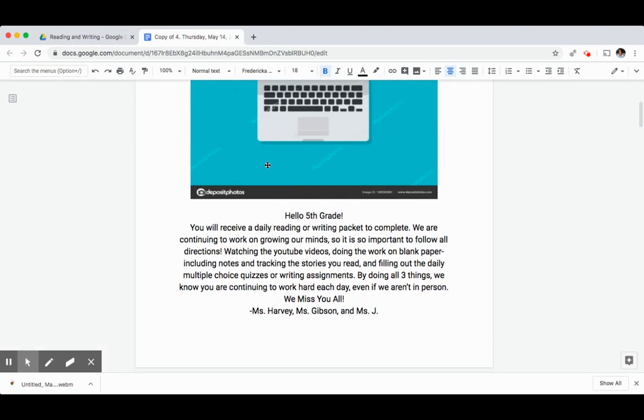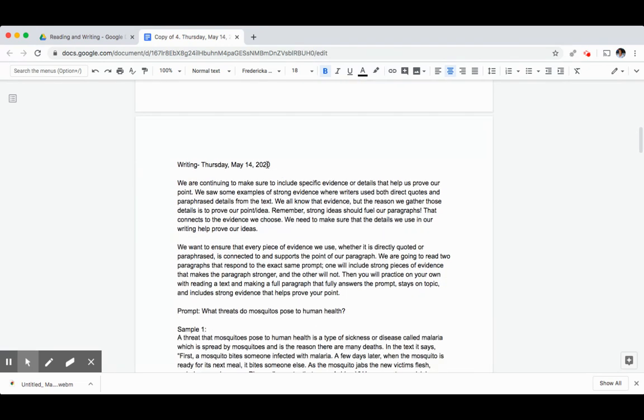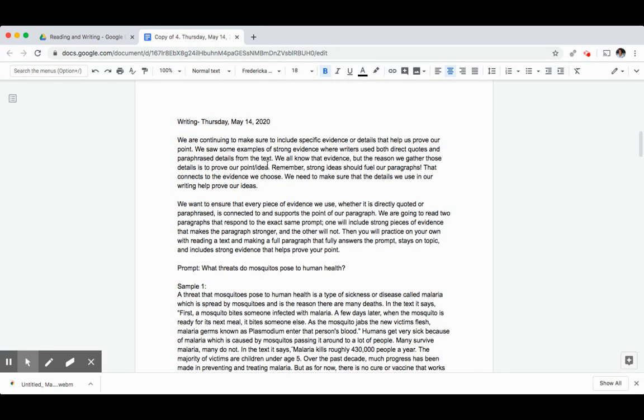So, today we're going to be working on making sure to include specific evidence or details that help to prove our point. We are going to go over some examples of what it looks like to use strong evidence, where your evidence directly proves the assertion or topic sentence that you have written about. For evidence, we of course need to make sure that it is backing up our point, because the more that we can prove our point, the stronger our ideas will be and the stronger our paragraphs will be.